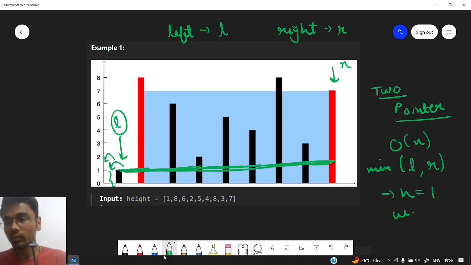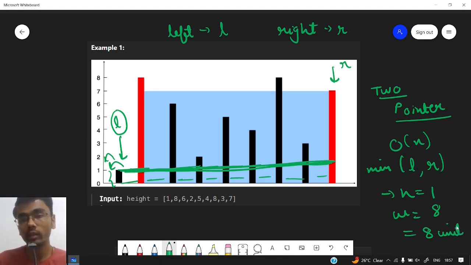And what is the width? Width is 1, 2, 3, 4, 5, 6, 7, 8. Now, the total amount of water that we will get from these two lines is nothing but 1 cross 8, that is 8 units of water. Now that is really not the answer, because if you look at the solution, the answer says something else. The solution says that these are the two lines that will get the maximum amount of water.